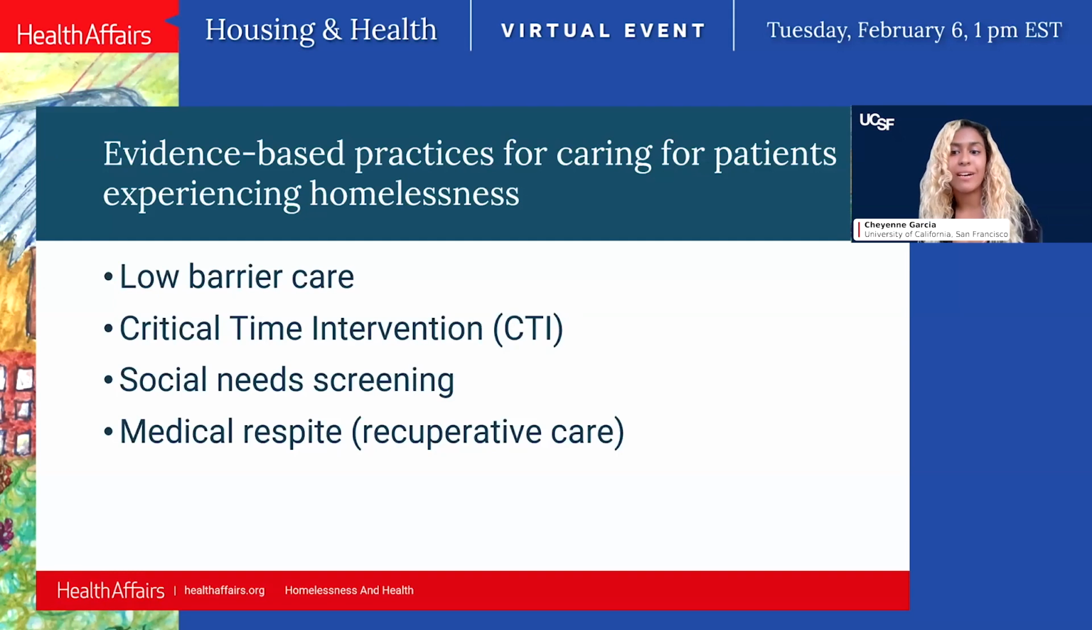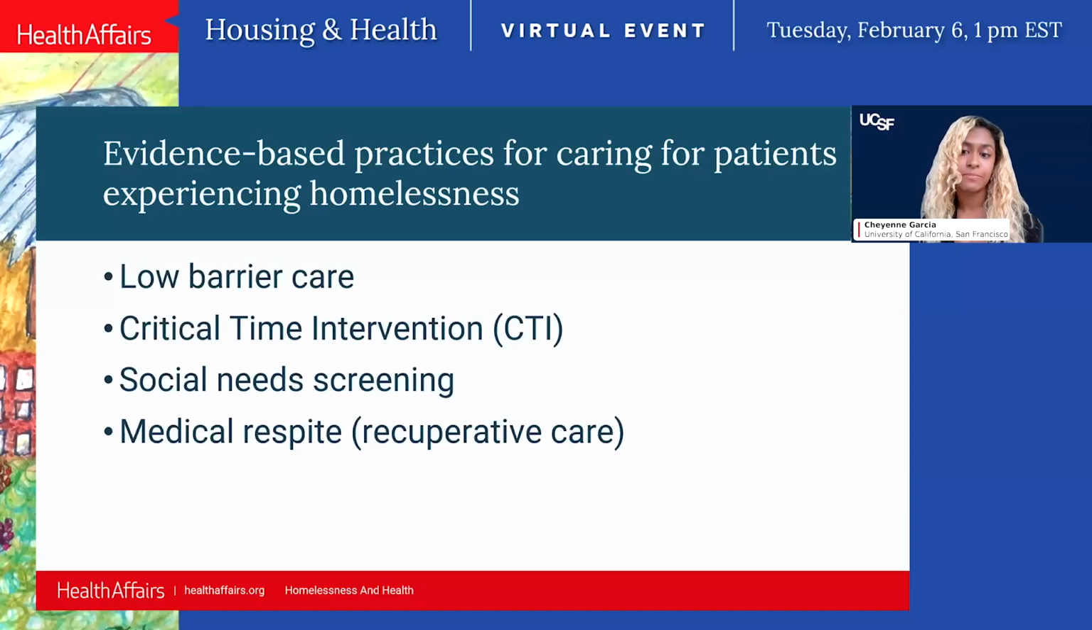Finally, we recommend the evidence-based practice of medical respite, also called recuperative care. And those are really 24/7 shelters with meals and basic medical care and social services that are available to people who are experiencing homelessness who are discharged from the hospital because they no longer meet criteria for hospitalization, but they're too sick to be discharged to the streets.